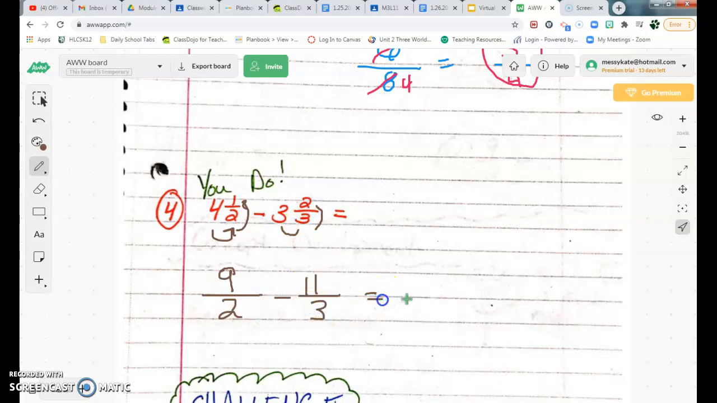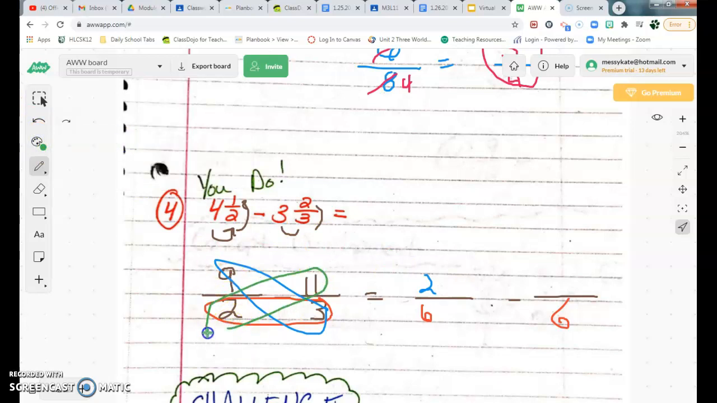I'm now going to butterfly that out. Okay. I'm going to start with the butt of my butterfly. 2 and 3 is going to get me 6. Okay, then I'm going to do my left wing. 3 times 9 is going to get me 27. My right wing is going to be 2 and 11, which is going to get me 22.